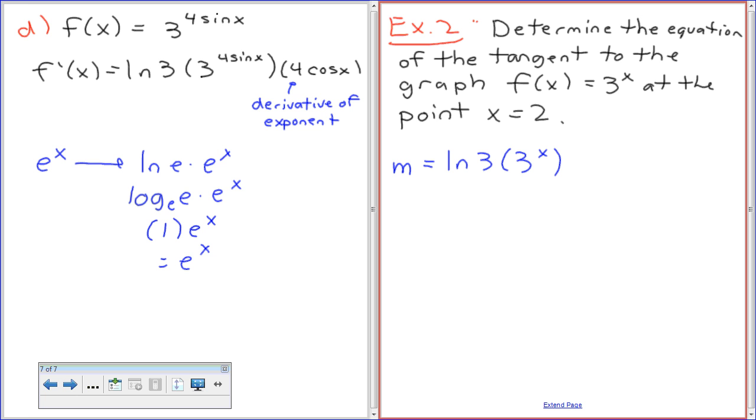Let's try this again here. That's what f prime of x is equal to. My slope is going to be what? My slope is going to be f prime of 2, right? So it's going to be ln 3 times 3 squared. So it's going to be 9 times ln 3.